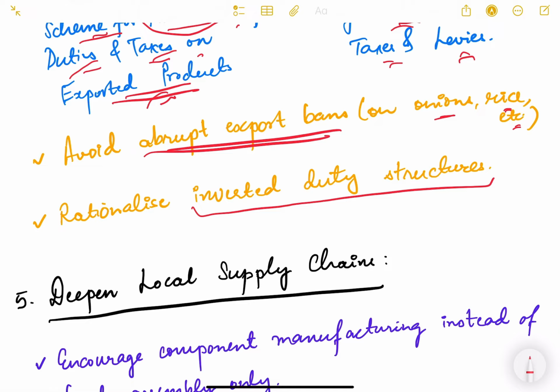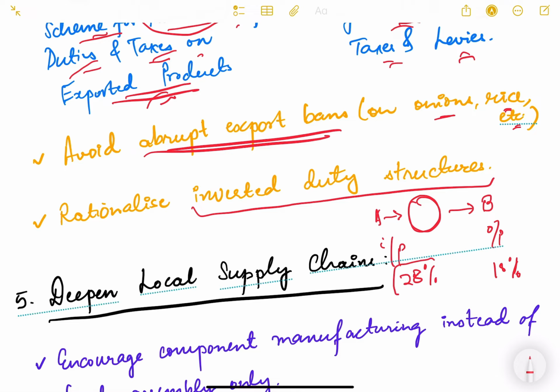Inverted duty structure means that, if in a manufacturing process, say A is the input and then you process it and the output is B. Say for example, this output is charged at 18% GST, and input is charged at say 28% GST. So here what is happening? The input is getting charged at more GST than the output. This happens in some products. It should not happen. So this is called inverted duty, because usually the output should be charged at a higher GST than the input, but here the process is reverse.